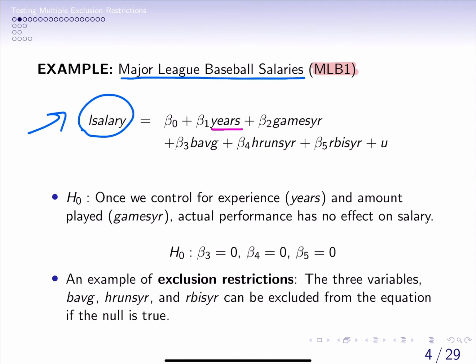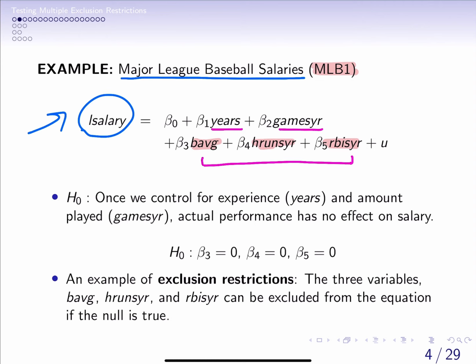So we have years, which is the number of years that a player has played in the league. Then we have games per year, which is the average games a player has played per year. Then we have some performance metrics here, which give you the career batting average of the player, the home runs per year, and the runs batted in per year. All these three variables are performance metrics.